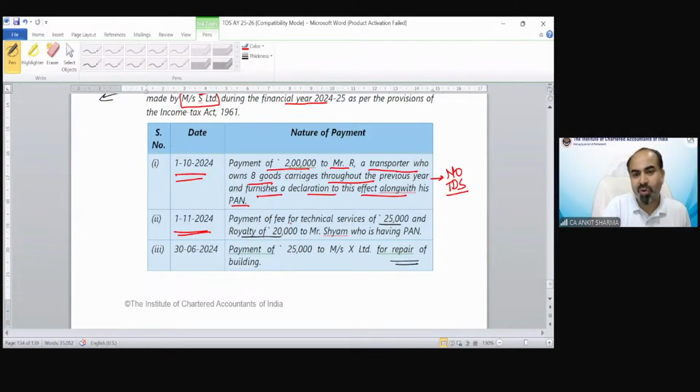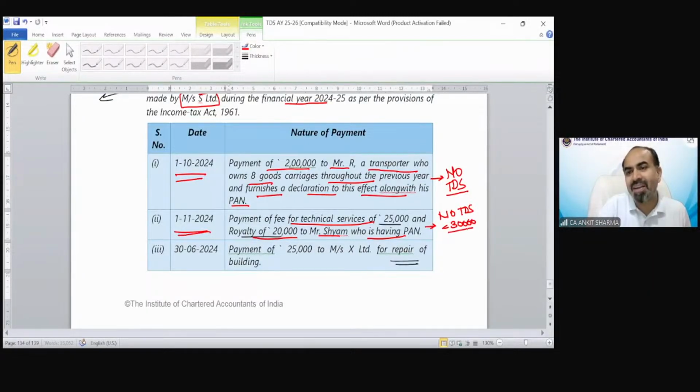Payment of fees for technical services of 25,000 and royalty of 20,000 to Mr. Sham, who is having a PAN number. So, does TDS need to be deducted or not? The correct answer is, of course, no TDS, because the individual limit is 30,000 for technical services and royalty individually. So there would not be any TDS requirement because it is less than 30,000.